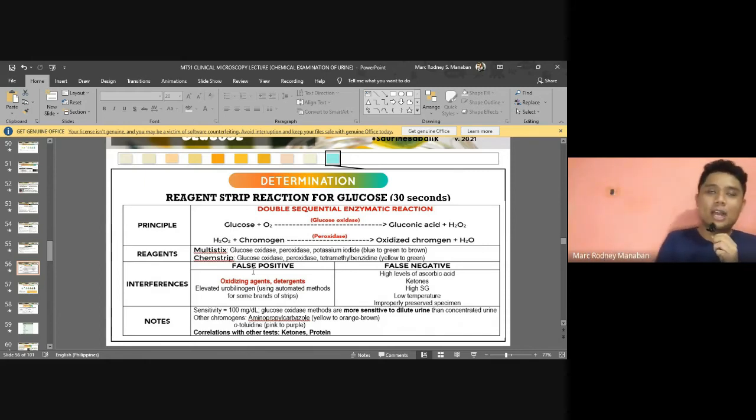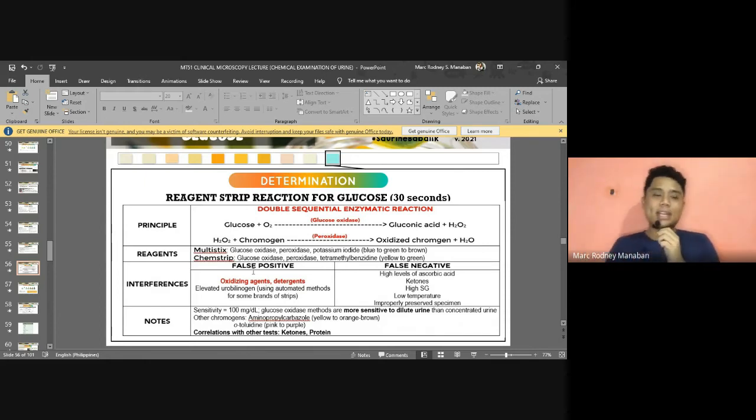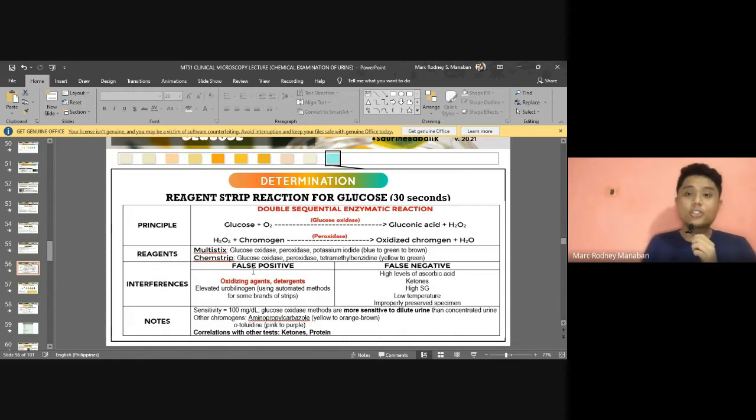Now, what is the principle? Double sequential enzymatic. It's in the name: it uses two enzymes. So here is the reaction. Glucose, in the presence of glucose oxidase, which is highly specific to glucose, and oxygen from room air, is catalyzed to produce gluconic acid and hydrogen peroxide.